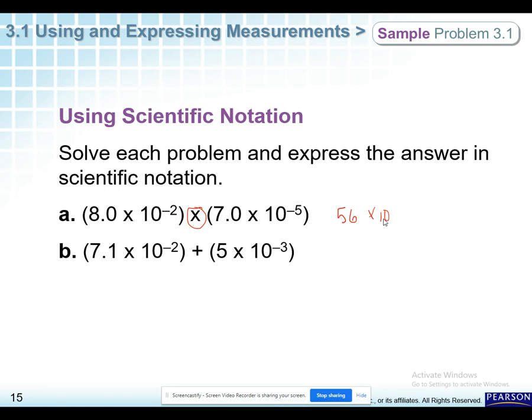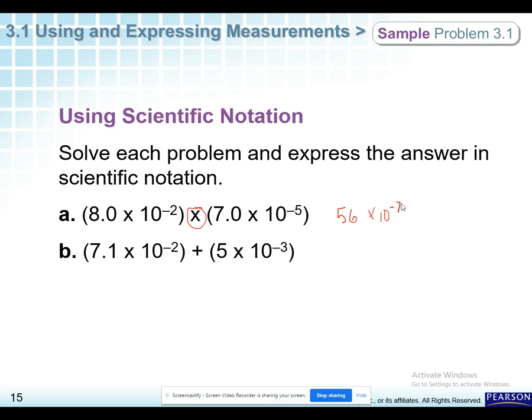-2 plus -5. So make sure again you know how to put your negative signs in. Should get you -7. So 56 times 10 to the -7.